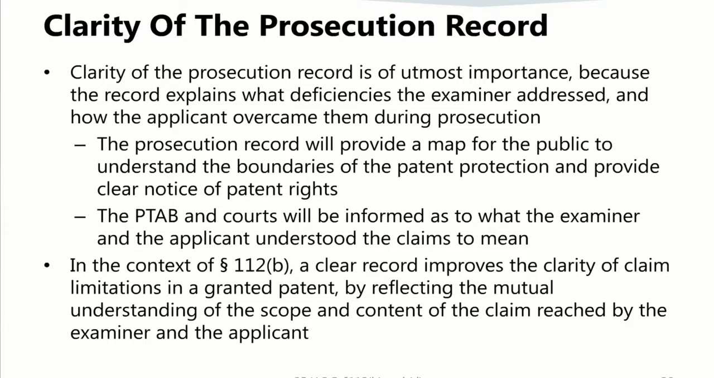Clarity of the prosecution record is of utmost importance because the record explains what deficiencies the examiner addressed and how the applicant overcame them during prosecution. The prosecution record will provide a map for the public to understand the boundaries of the patent protection and provide clear notice of patent rights. The PTAB and courts will be informed as to what the examiner and the applicant understood the claims to mean. In the context of 112(b), a clear record improves the clarity of claim limitations in a granted patent by reflecting the mutual understanding of the scope and content of the claim reached by the examiner and the applicant.